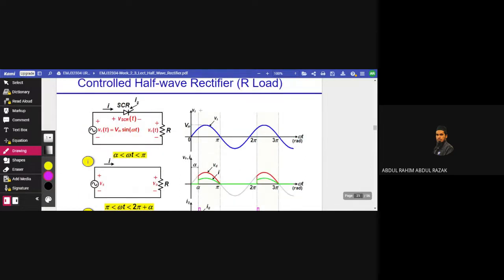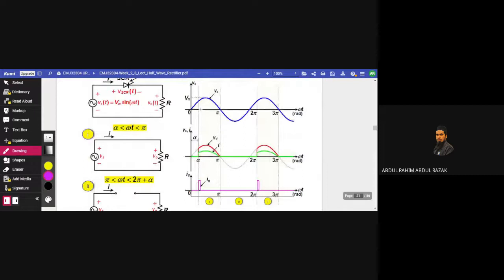Okay, if we apply KCL to the load, to the circuit, during the positive cycle, the thyristor is here actually. When we analyze the positive cycle, we assume the thyristor as a short circuit, so it passes all the waveform into the load, if your alpha is triggered at zero. But if your alpha is triggered at certain degrees after zero, this is the starting point. During the positive cycle, only after alpha is applied will it start to conduct.